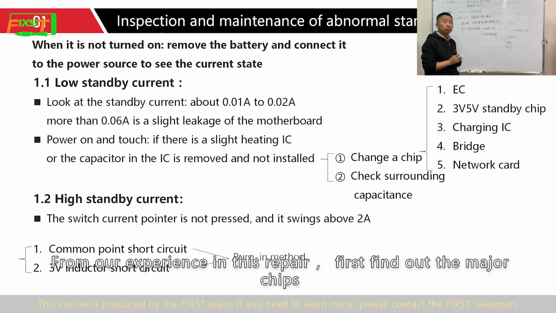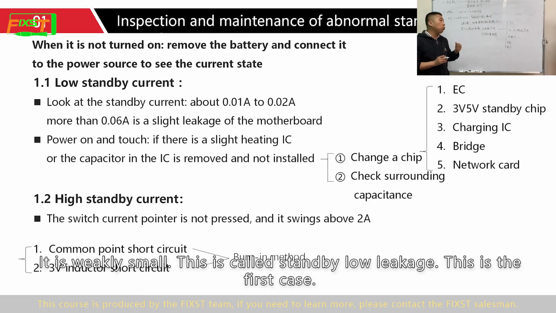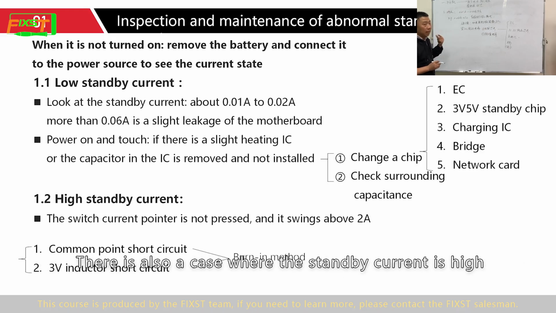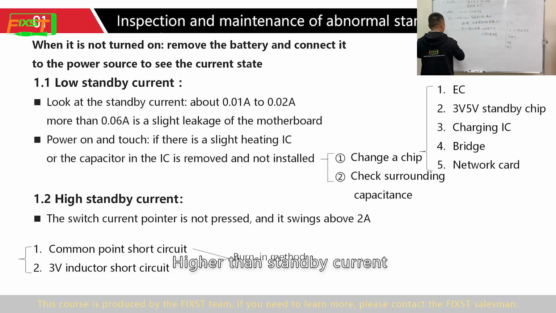From our experience in this repair, first find out the major chip. This is a small standby current, assuming that the standby current is 0.08, 0.1, 0.12, 0.13. It is weakly small. This is caused by low leakage. This is the first case. There is also a case where the standby current is high. When we haven't pressed the switch yet, our current pointer is above 2 ampere, and there is an alarm, higher than the standby current.